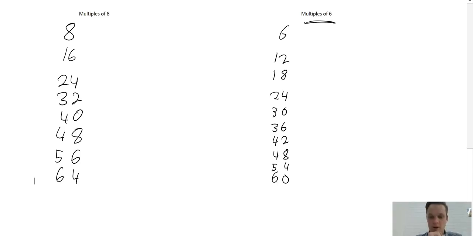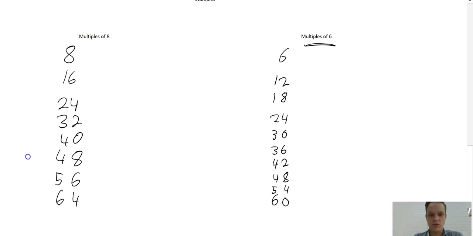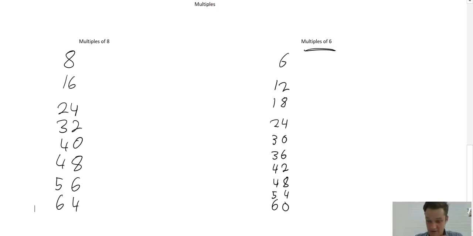So now I'm going to put a circle around the common multiples. So we're looking at the common multiples of 8 and 6. So first one, 8 and 6, nope. 16, no. 12, no. 18, nope. 24, yes. So that's one of our multiples. All right, let's keep going. 30 and 32, no. 36, 40, no. 42 and 40, no. 48, yes. That's a common multiple, so let's circle that. All right, and they're both our common multiples.